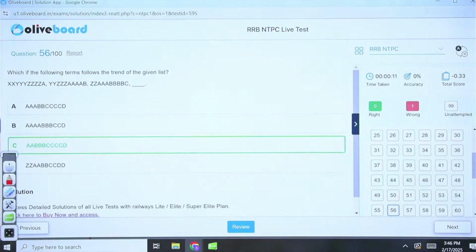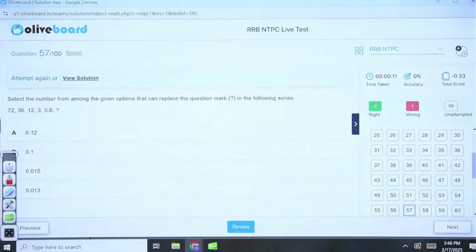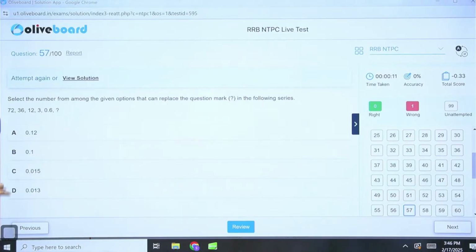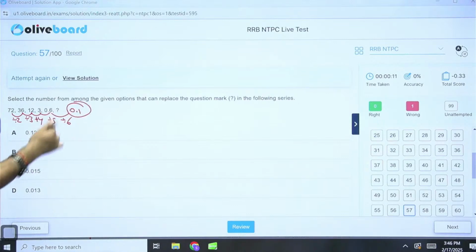Okay, next. 57. 57 is a wonderful question. Look at this one. Not difficult, if you clearly see. You do 72 divided by 2 is 36. 36 divided by 3 is 12. Now you check, 12 divided by 4 is 3. 3 divided by 5, 0.6. 0.6 divided by 6 will give you 0.1 as your correct answer, which is option B.